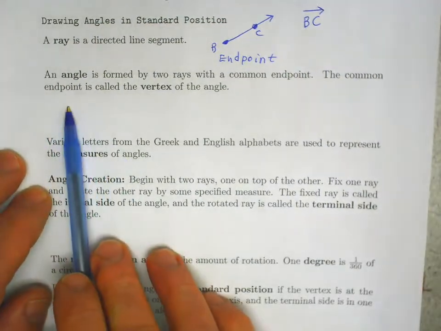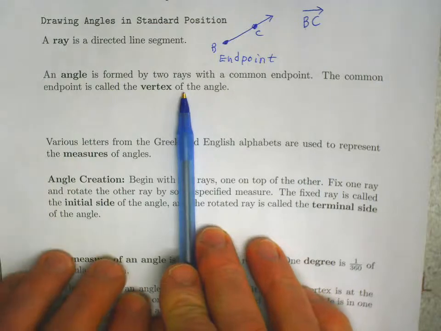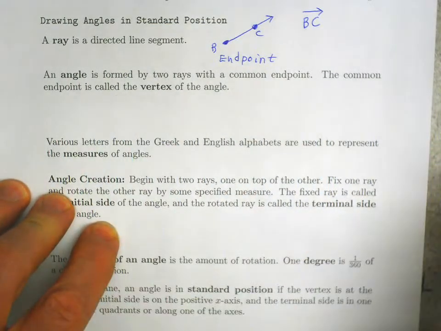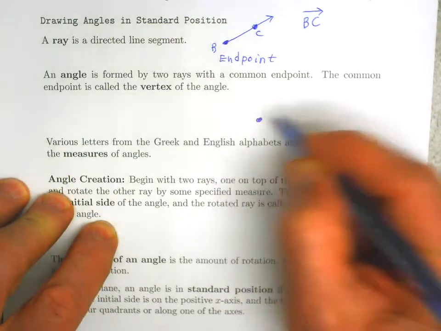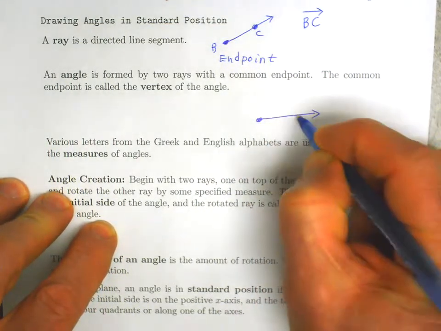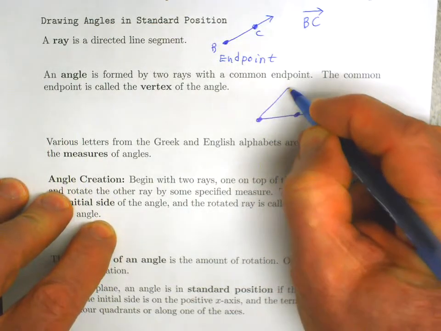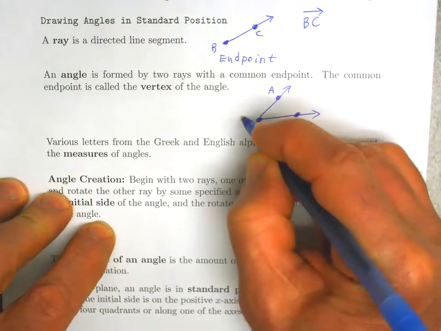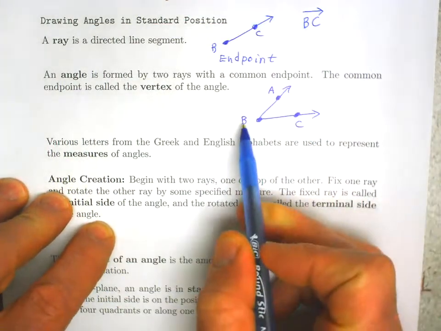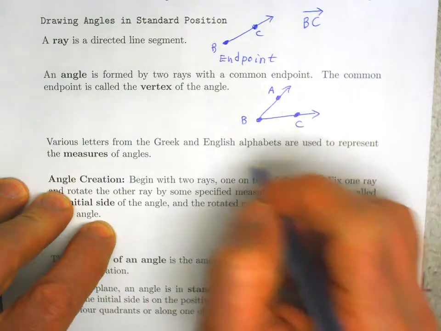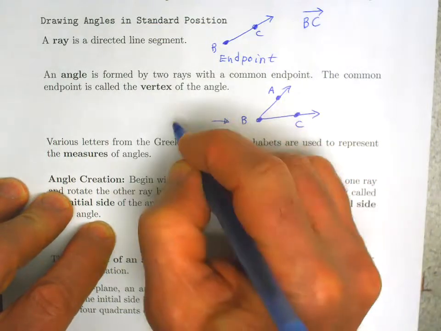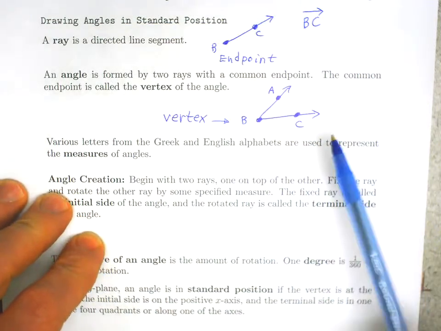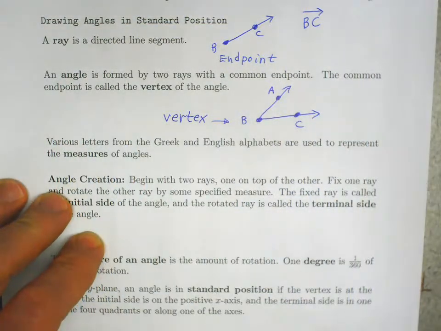An angle is formed by two rays with a common endpoint. The common endpoint is called the vertex. So if you have two rays with a common endpoint, and I'll label the points A, B, and C. B is the common endpoint, and when you form this angle, the point B is called the vertex, which is what's stated right above. The common endpoint is called the vertex of the angle.